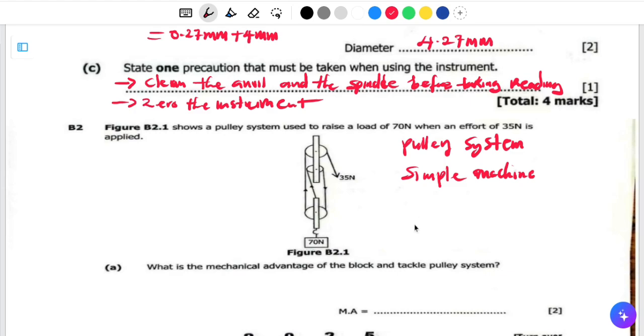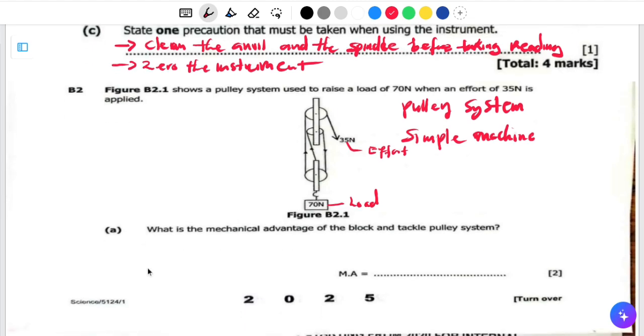A wheelbarrow is an example of a simple machine. You can put your 4 cements there and then you are able to lift them. So those are examples of simple machines, meaning you're going to apply less effort to overcome big load. Maybe each cement is weighing about 50 plus newtons. As you can see here, we have the mass, or the load, and the effort which was applied here is just less than the load that we have.